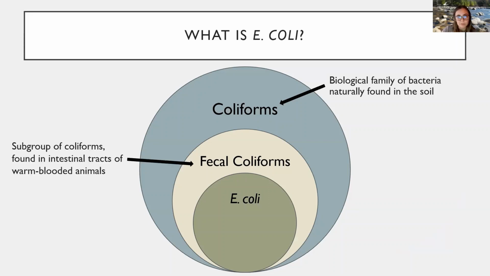And then we have fecal coliforms, which is a subgroup of those coliforms, and these are found in intestinal tracts of warm-blooded animals. And then that will in turn come out in waste product. So one type of a fecal coliform is E. coli. This is a smaller subset within fecal coliform, and it makes up about 60% of the fecal coliform group. So E. coli is what we're going to be focusing on throughout the rest of the workshop.